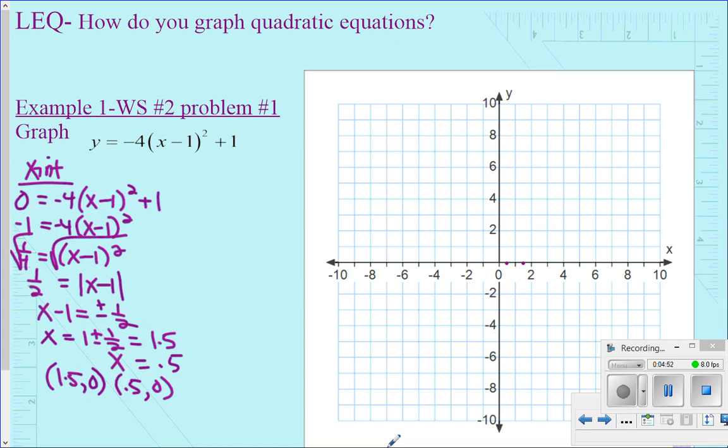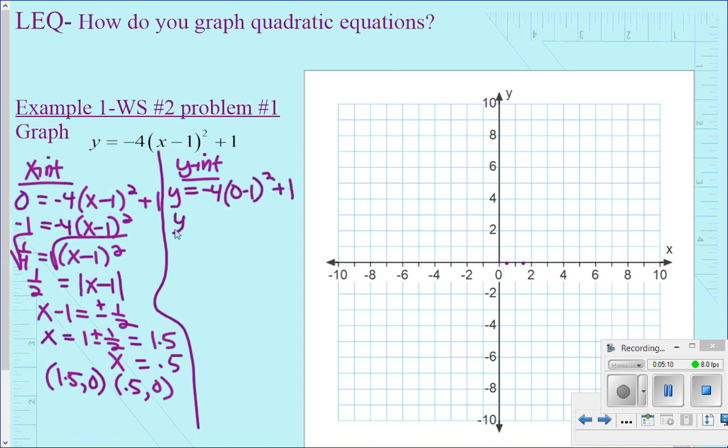Okay, next we're going to find the y-intercept. So y-intercept, remember, is when x is equal to 0. So let me go ahead and put 0 in for x. So when I subtract 0 minus 1, I get negative 1. Squared is positive 1, so I have negative 4 times positive 1, which is just negative 4, plus 1. So negative 4 plus 1 is negative 3. The y-intercept is (0, -3). So I'm going to plot that right there. So I have the y-intercept and I have the x-intercepts.